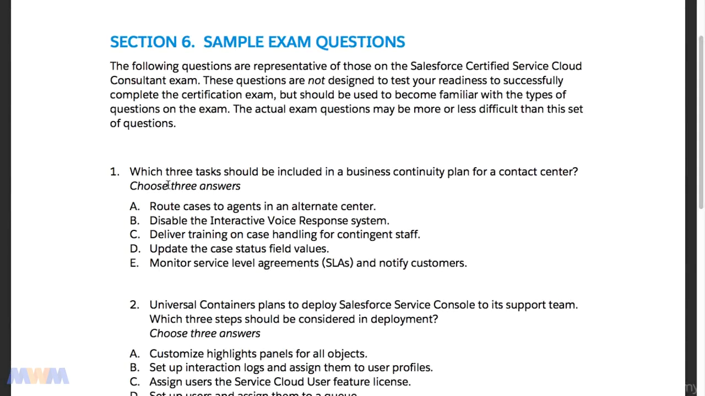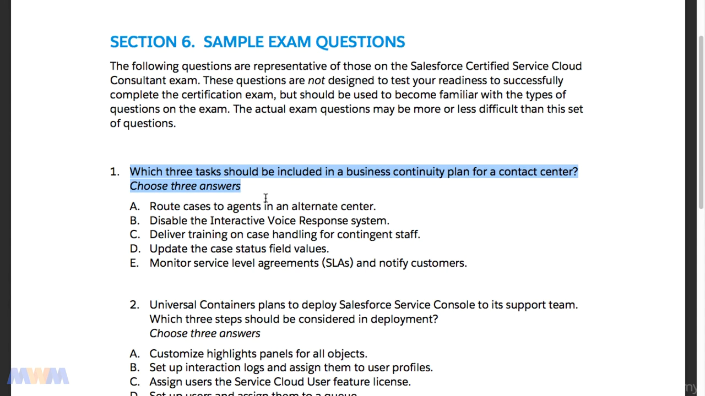So let's look at sample question number 1 from the exam guide. And this is a good example of a question that isn't necessarily related to Salesforce, but more related to dealing with contact centers in general. And these are just industry-specific best practices that you need to be familiar with.